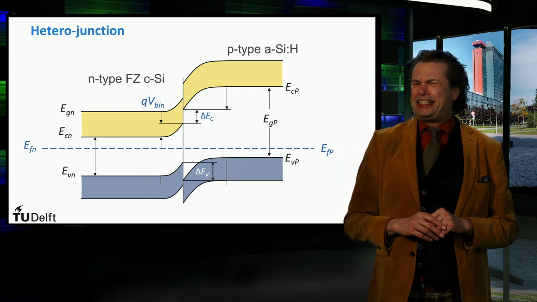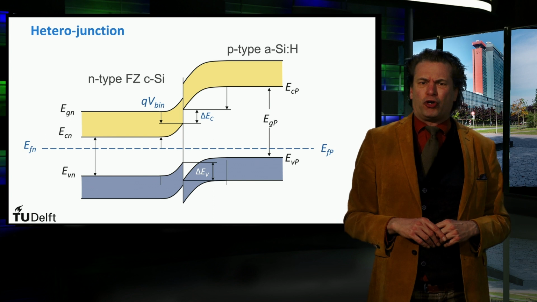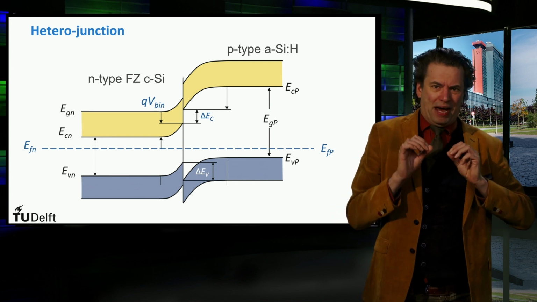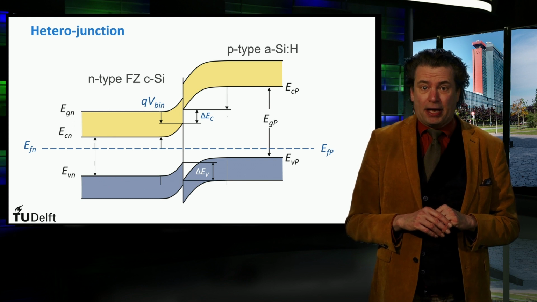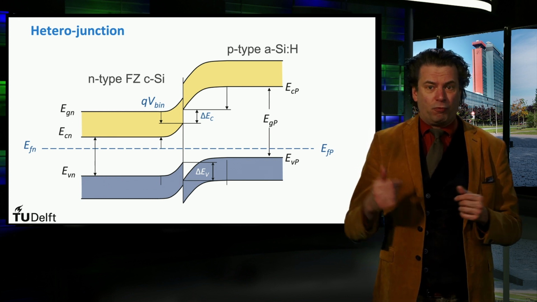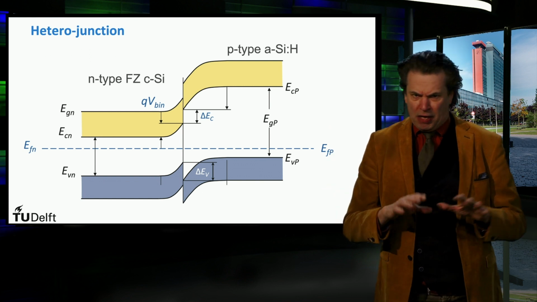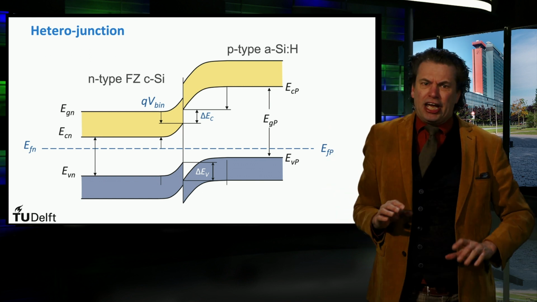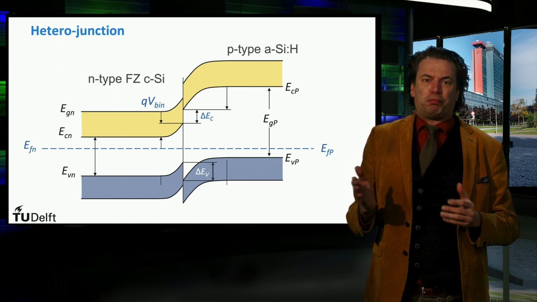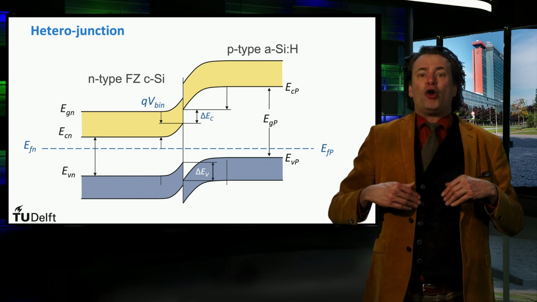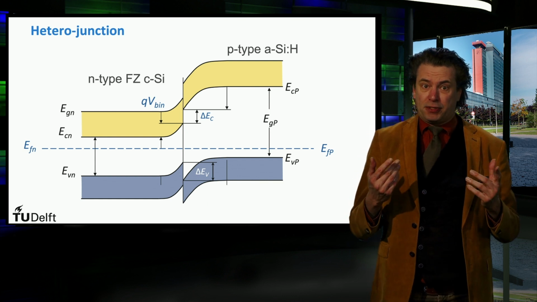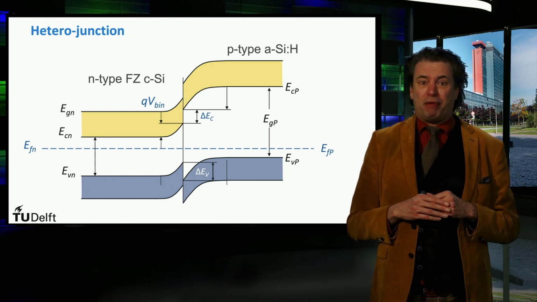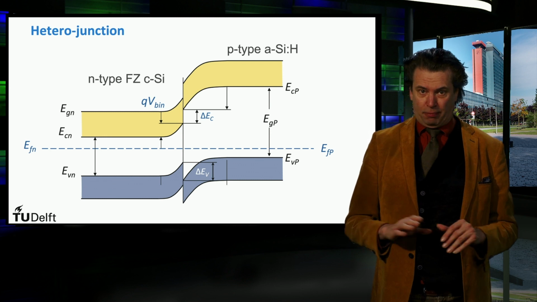I won't go into detail, that is out of the scope of this course, but the electronic band diagram of a heterojunction of an n-doped crystalline silicon and p-doped amorphous silicon in the dark and thermal equilibrium will look like this. You see that next to the induced field due to the space charge region, some local energy steps are introduced. These steps are caused by the fact that both band gaps are not the same.